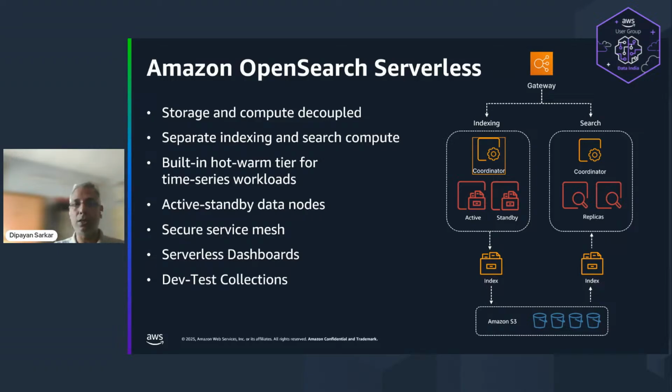So when you are creating your cluster in serverless, you will see that for indexing, there are two OCUs. One is your main, and then another is the standby. And for search also, you will see two OCUs, right?